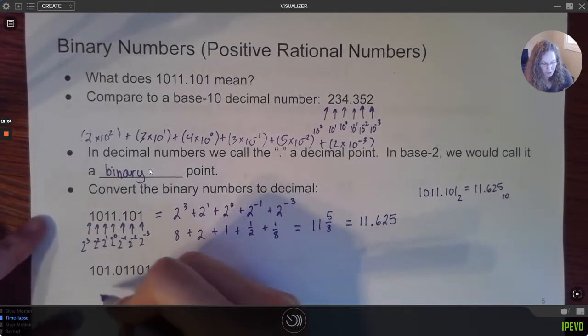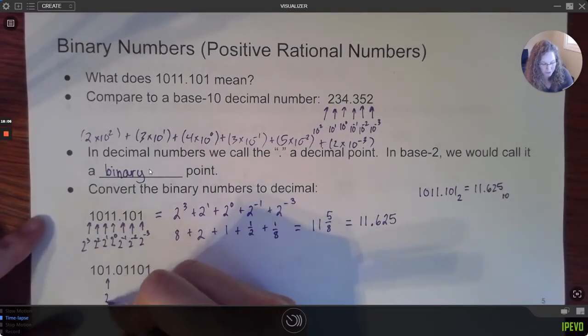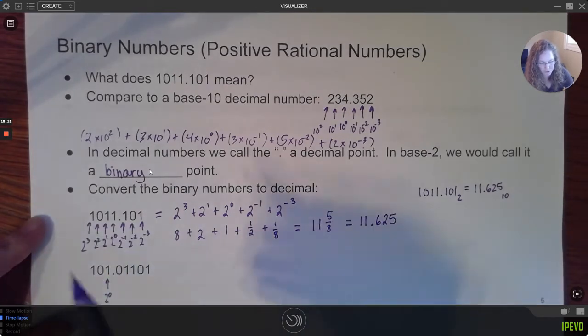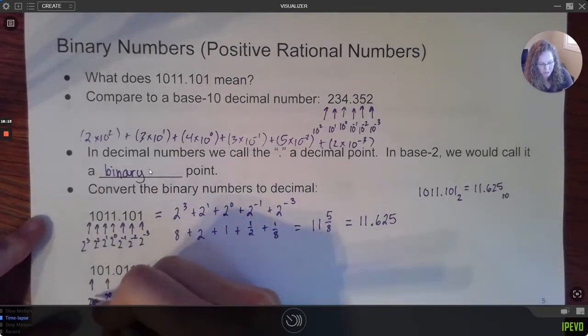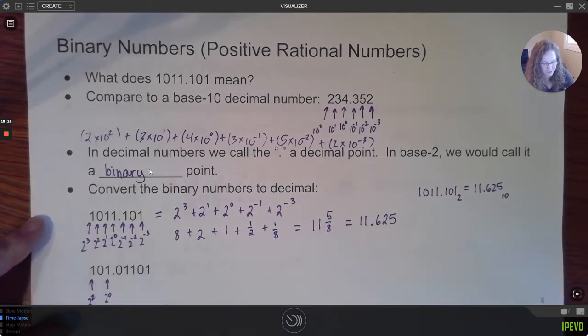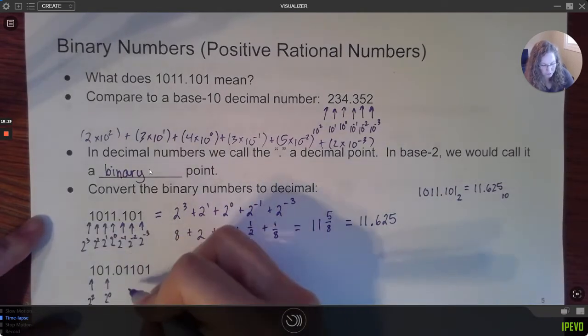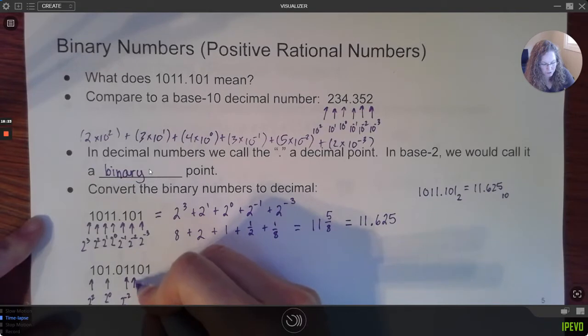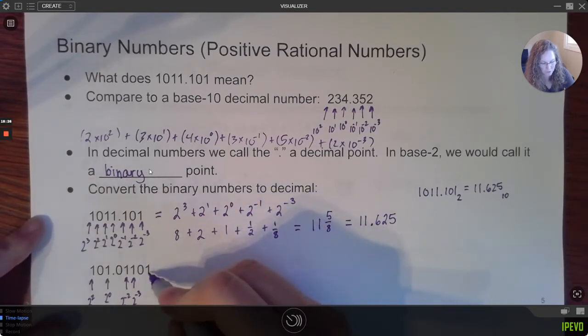Okay, so let's label the place values. This is going to be a 2 to the 0. That'll be 2 to the 1. This will be 2 squared. We don't have to bother writing that one in since it's 0. This will be a -1. This will be a -2. We have one of those, so I should write the 2 to the -2. And this will be a 2 to the -3, -4, and -5.